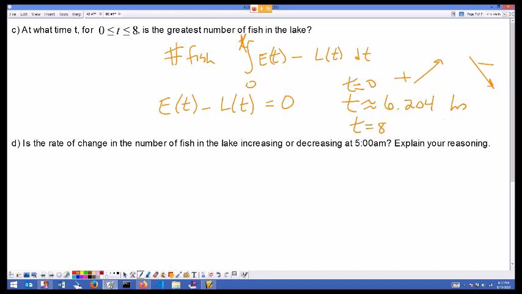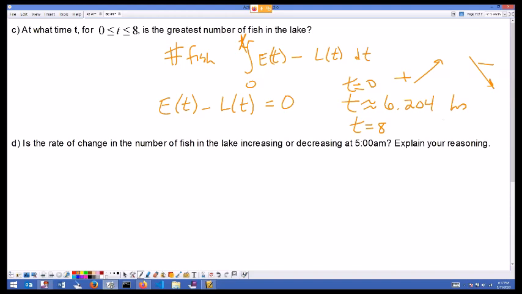And so therefore, we were increasing and then we were decreasing. But you could plug them in. Yeah, you could plug in the integral from 0 to 0 of E of t minus L of t, which is 0, and the integral from 0 to 8 of E of t minus L of t, and get a number for that also, and do the same with 6.2 and show that that one's the largest also.